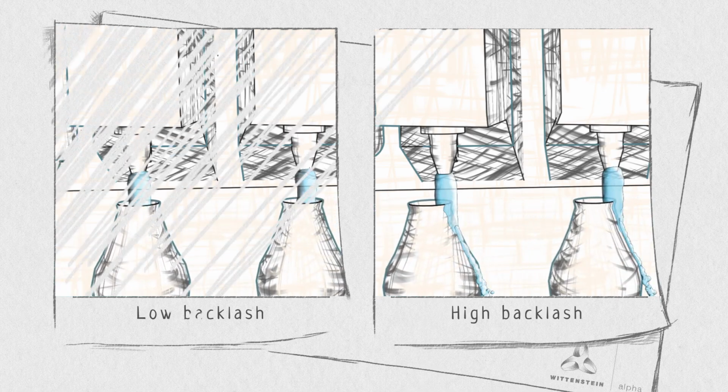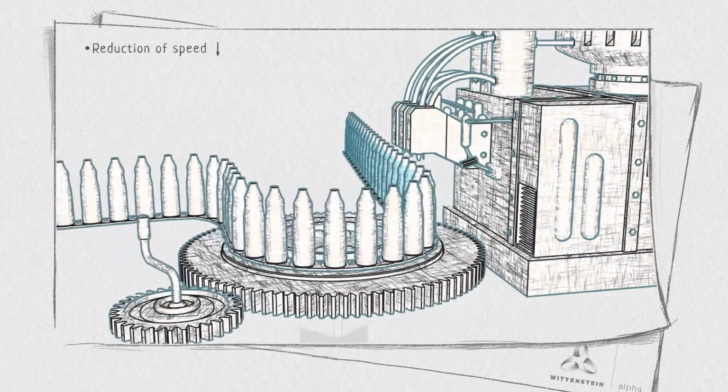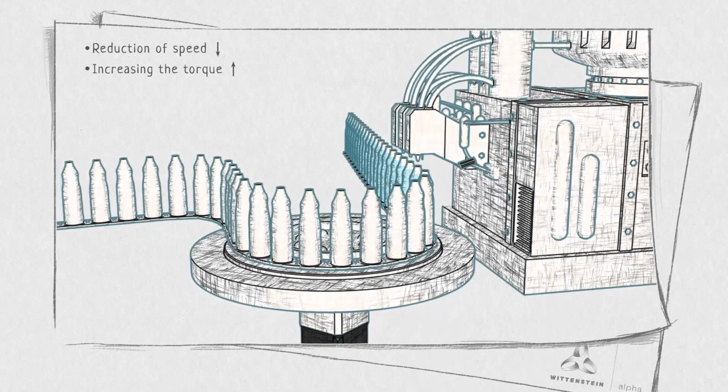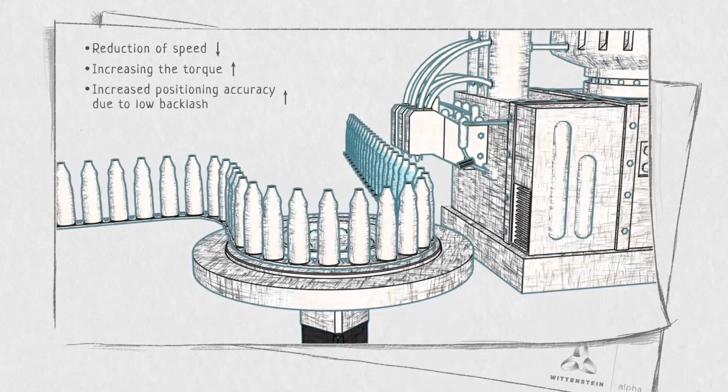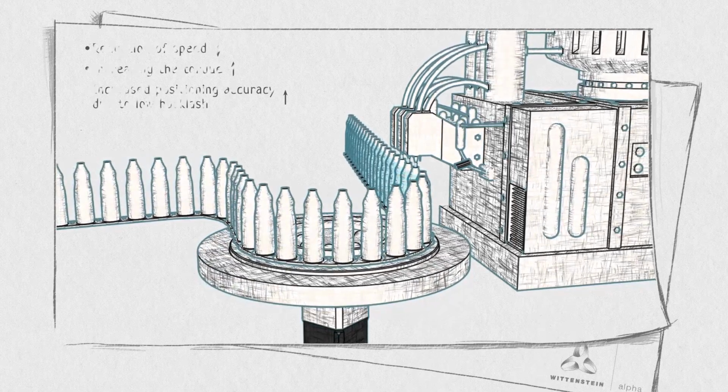So the gearbox has several functions. First of all, it reduces speed at the same time as increasing the torque of the motor. Via the important feature backlash, it also ensures a positioning accuracy of the motor.